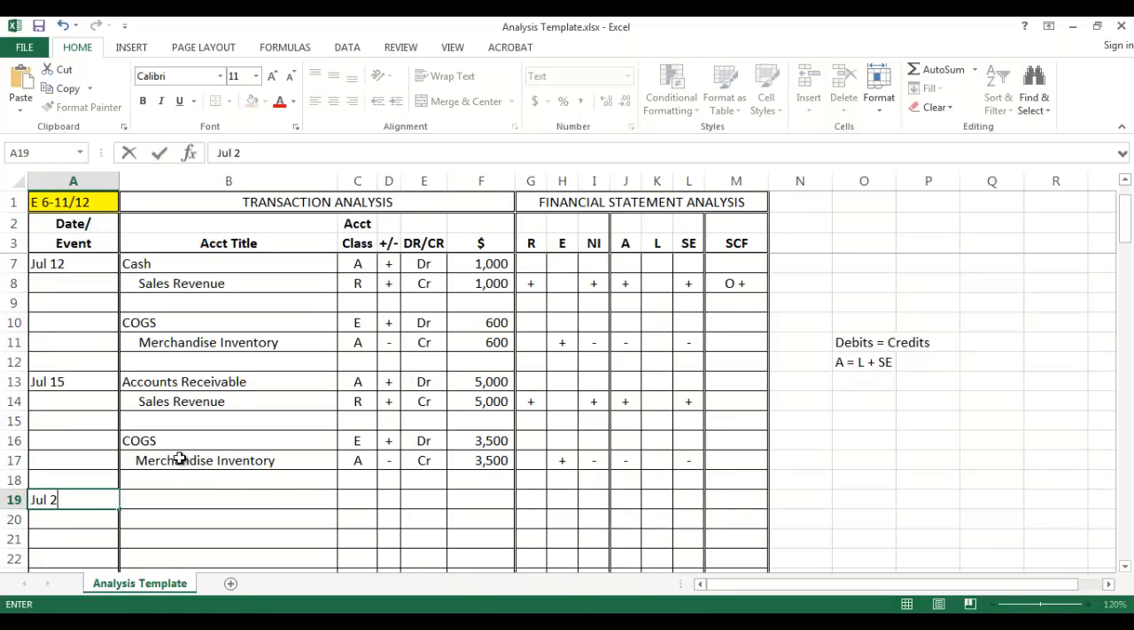On July the 20th, we again sold merchandise, this time to Autos, at a selling price of $3,000, terms 3/10 and n/30. The goods cost Evergreen $1,900. Very similar entry to our previous one.